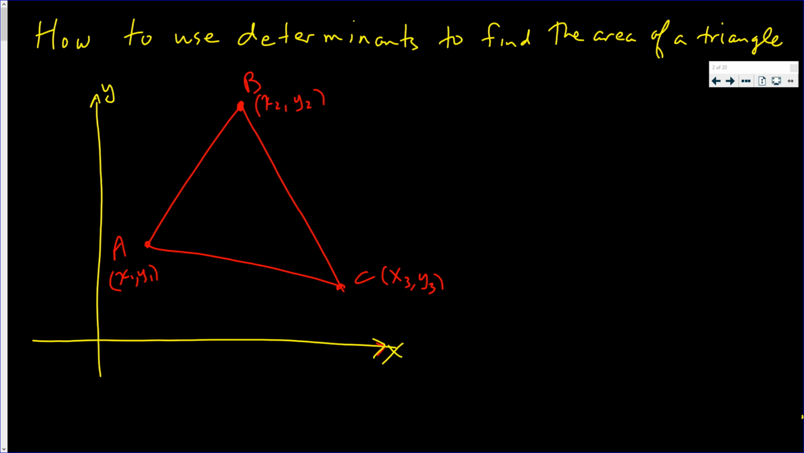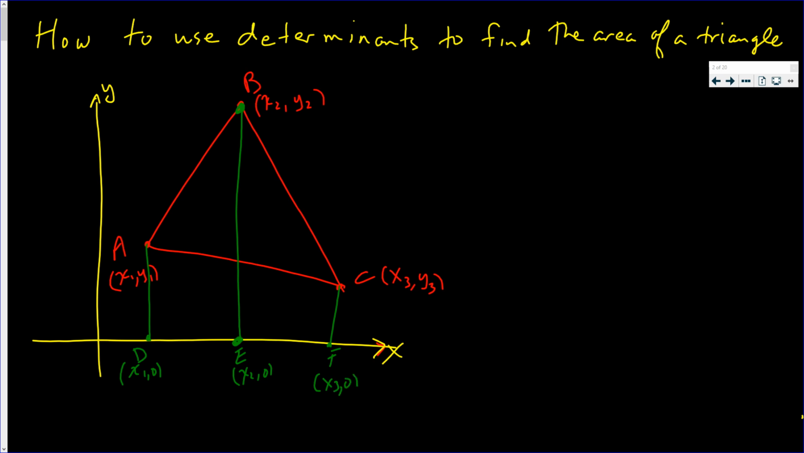Now the first thing I'm going to do is drop 3 perpendicular lines from A, B, and C. And we'll call these points D, E, and F. The x values didn't change. Point D is going to be x1, 0. Point E is going to be x2, 0, again because these 2 points have the same x value. And point F is going to be x3, 0.